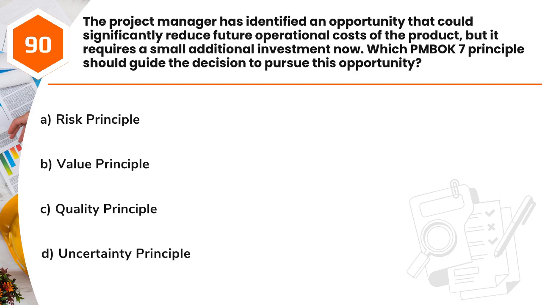Question 90. The project manager has identified an opportunity that could significantly reduce future operational costs of the product, but it requires a small additional investment now. Which PMBOK 7 principle should guide the decision to pursue this opportunity? A. Risk principle. B. Value principle. C. Quality principle. D. Uncertainty principle.